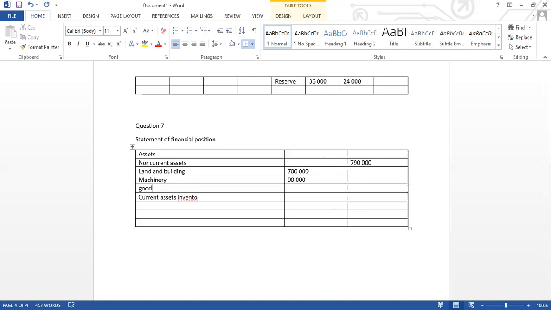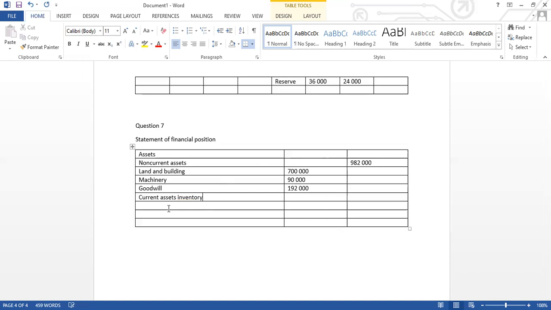So we have goodwill. Goodwill was how much? The goodwill amount that we calculated was 192,000. So what is our total non-current assets? It's 982,000.